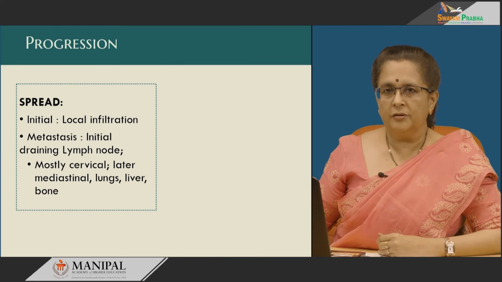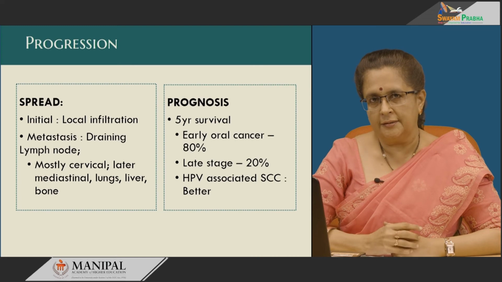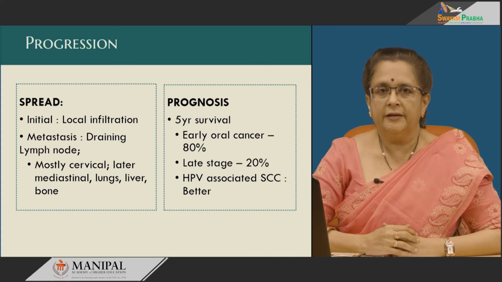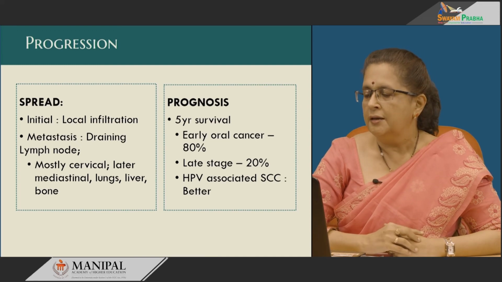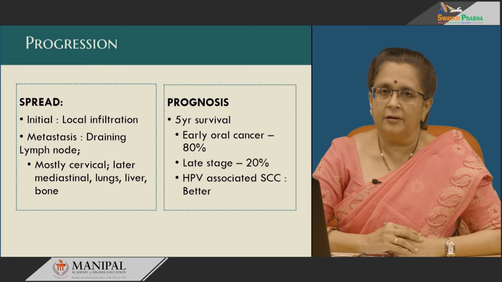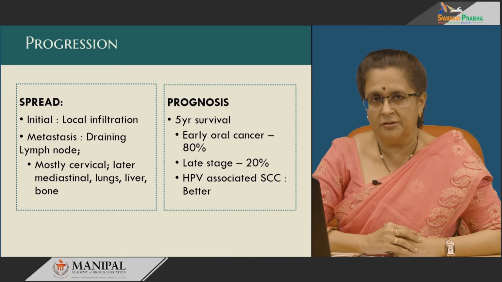So, what is the prognosis of this tumor? Now, prognosis wise it depends on whether it is HPV associated or not. HPV associated squamous cell carcinoma has a much better prognosis, and the 5-year survival of these tumors in early stage oral carcinoma is 80%, in late stage it is 20%.